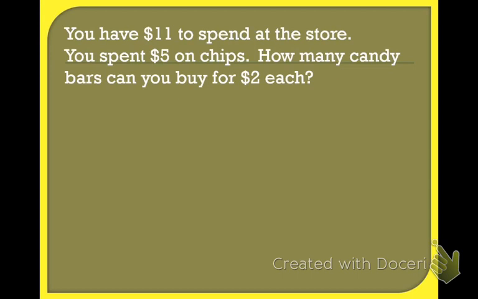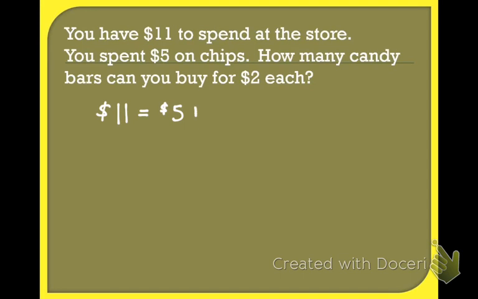Okay, as we look at this, it tells us that we have $11 to spend. So I know the total amount I have to spend. It's $11. Next, it tells me I spent $5 on chips. So I know for sure $5 have already been spent. Now it's asking me how many candy bars can you buy for $2 each. So I know that I'm going to buy some candy bars.